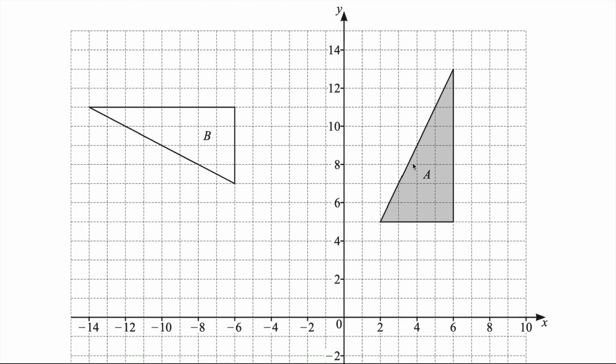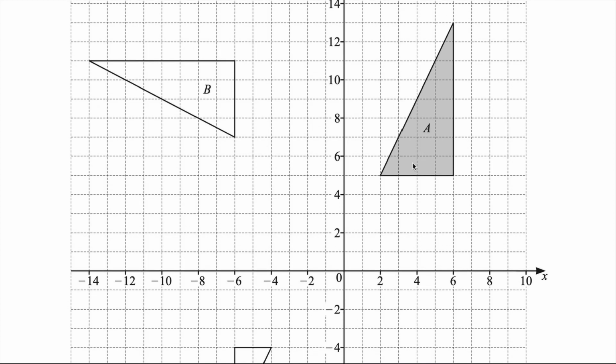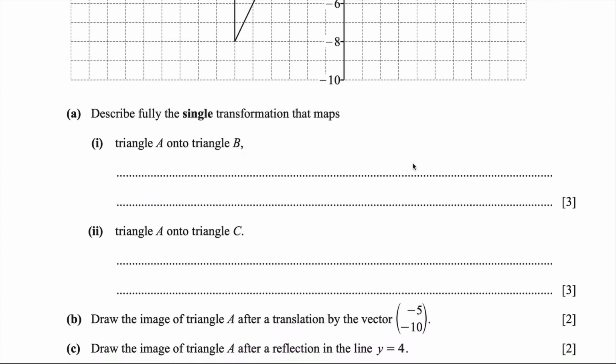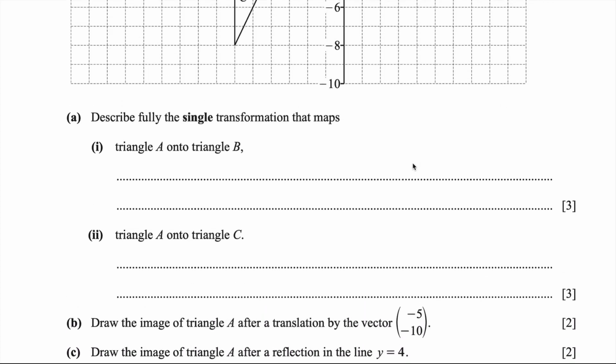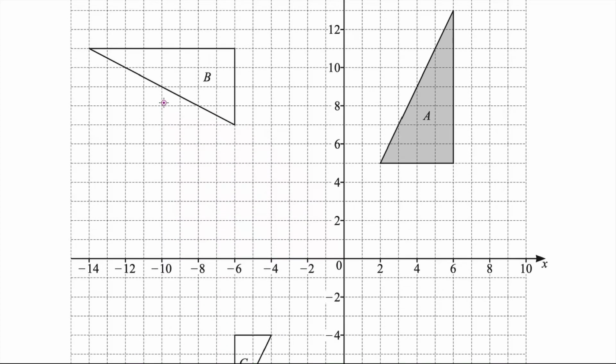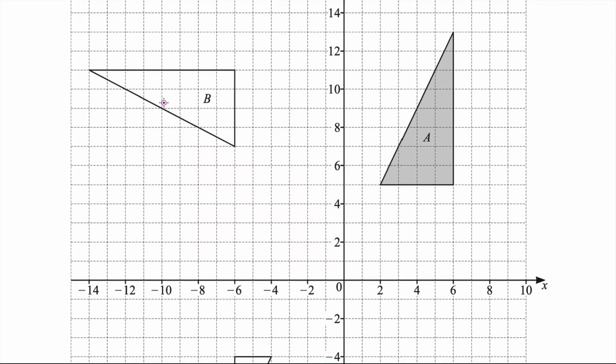So welcome to question number 2. Here we can see that there are three pictures A, B and C, and the question is: describe fully the single transformation that maps triangle A onto triangle B. So let us look at it very clearly. Triangle A and triangle B. What can we see here?